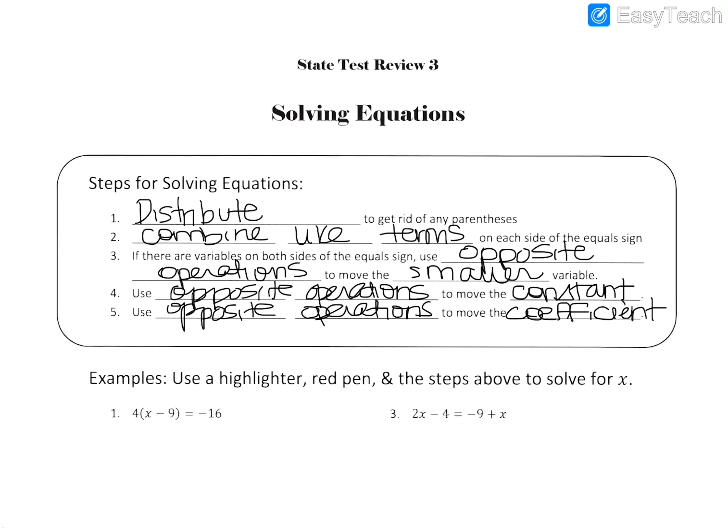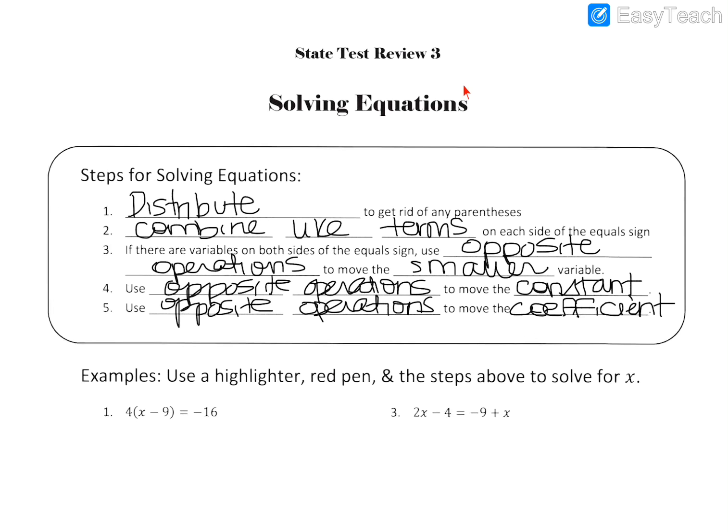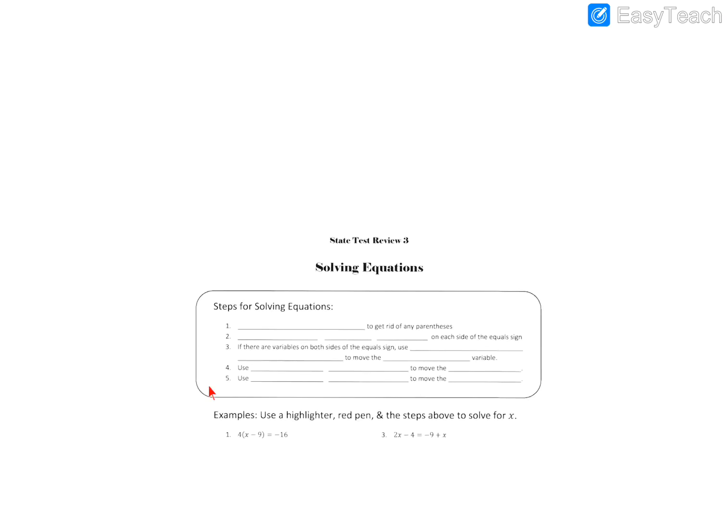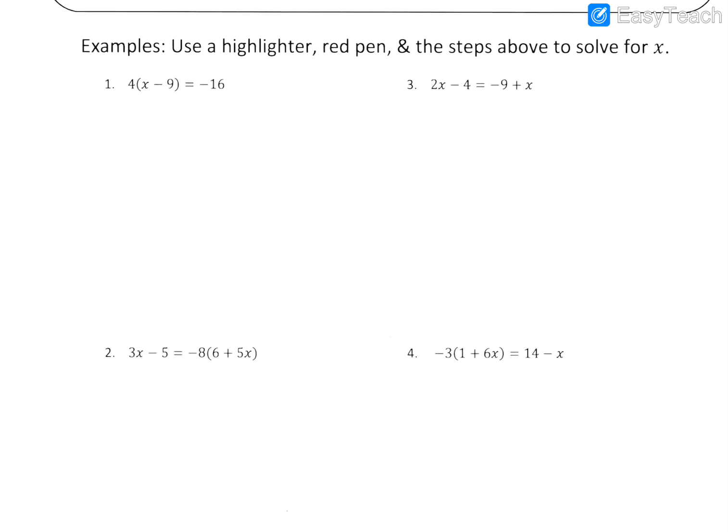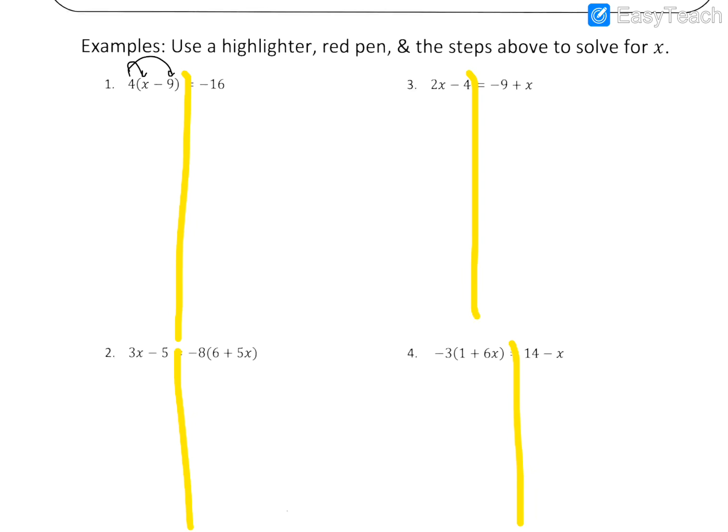All right, so let's take a look at some of these questions. Okay, how about number 1? So always we want to start by putting a line down our equal sign. So I'm going to do that first. On number 1, we're going to distribute the 4. The 4 is going to come into both, so we get 4x minus 36 equals negative 16. Make sure you check that you had that first step done correctly.